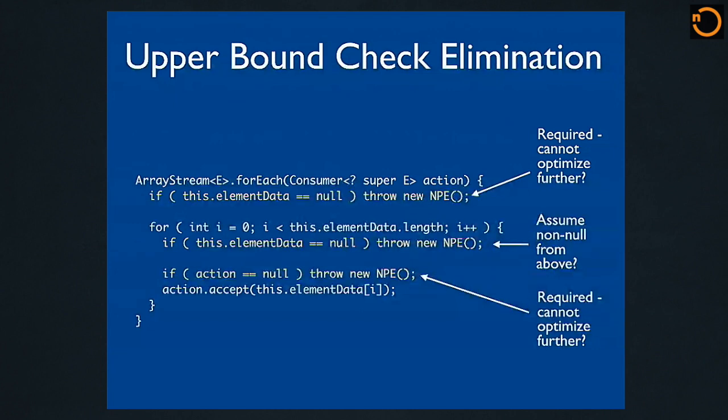And you'd say, well, the second one, we just went through all these machinations of determining bounds of I and deciding whether or not it was okay. Can't we do something similar for this element data? We could assume that it's non-null from the check above. Sounds good, but hard to do. And then action equals null. Well, that's required. That's the first check. What are we going to be able to do about that?